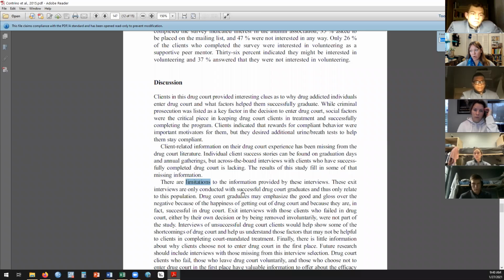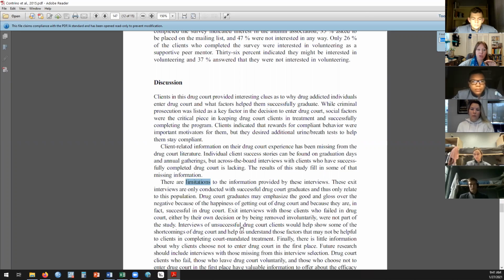The exit interviews are only conducted with successful drug court graduates and thus only relate to this population. So that's pretty important when you're interpreting those results, right? We're only talking about the people that were able to successfully graduate. So those people that either failed or dropped out on their own, these results aren't speaking to them. So among the graduates, avoiding jail that day is what got them to join, right? So that's a limitation that is very important for how you interpret these results.